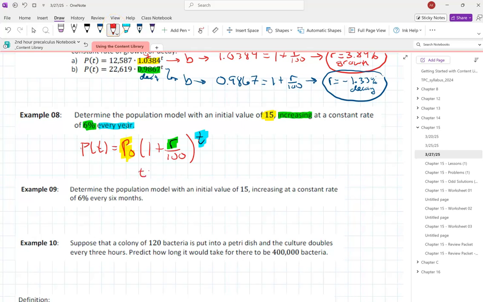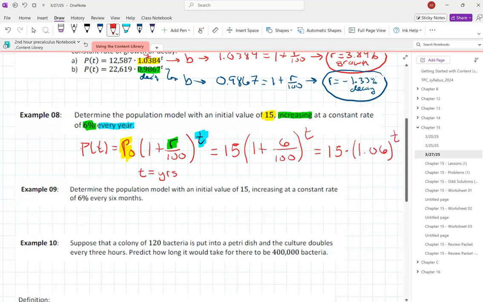So if I make T equal to years, I would write this that way. And if I simplify that piece inside the parenthesis, is everybody okay with that?